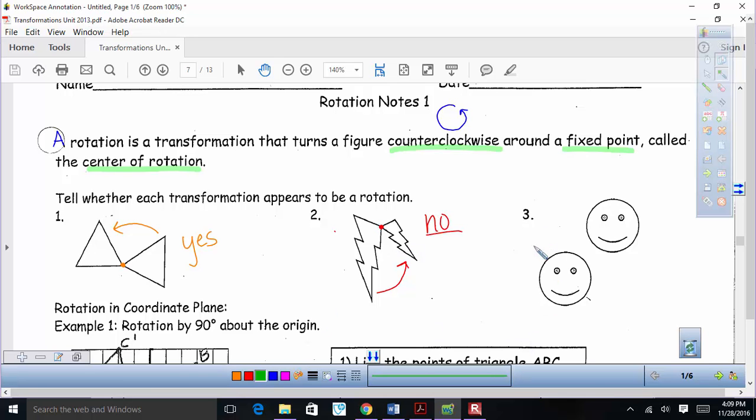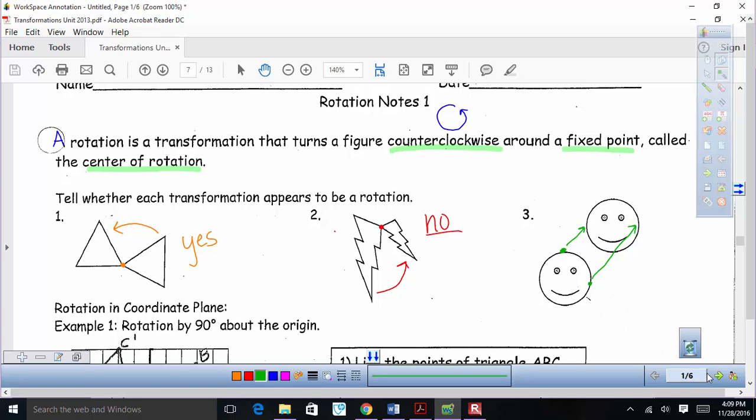All right, and then for number 3, we're trying to find a fixed point that this could rotate around. Well, these are not actually touching each other, so if I had a fixed point here, there's no way that I could rotate this small one and it end up over here. This actually looks like a translation, because if you take your points and slide them, it looks like they go up and to the right.